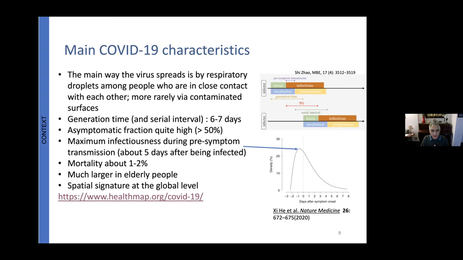Now, another thing is the mortality. Mortality is about 1-2%. Of course, it depends upon conditions, upon the sanitary system, upon the fact that there are many old people, and of course, old people have a higher mortality, and so on. But we know now that more or less it's about 1-2%. And that might be compared, for instance, to mortality from influenza.